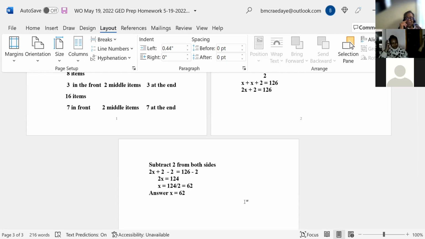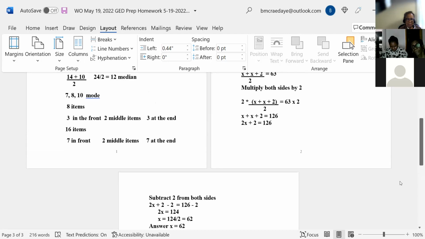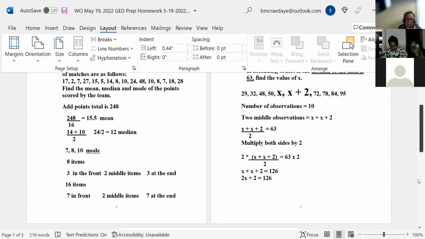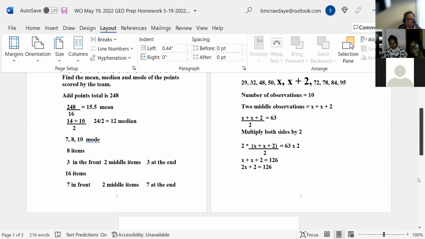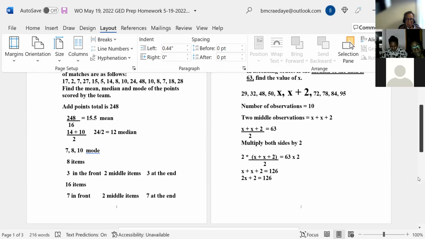Now, how could you prove this, Maureen? How could you prove this answer is right? I can't really tell. Alva, do you know how you could prove that 62 is right? Well, I guess you'd have to add it back to the 62, 162. No. Now, we said the median was 63, right?